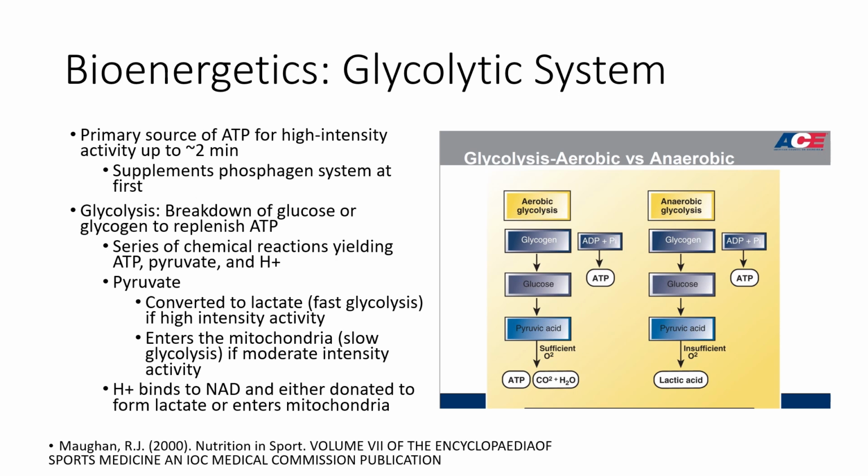If demand is high and intensity is high, energy must be transferred more quickly. The body will depend on anaerobic glycolysis and convert pyruvate into lactate. On the other hand, if energy demands and exercise intensity are low enough and enough oxygen is available, the body can shuttle pyruvate to the mitochondria to be oxidized.